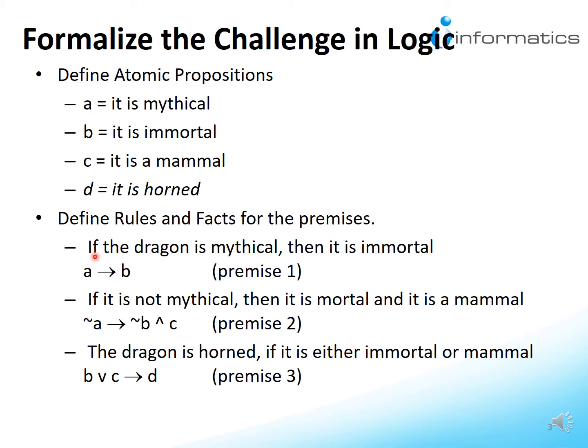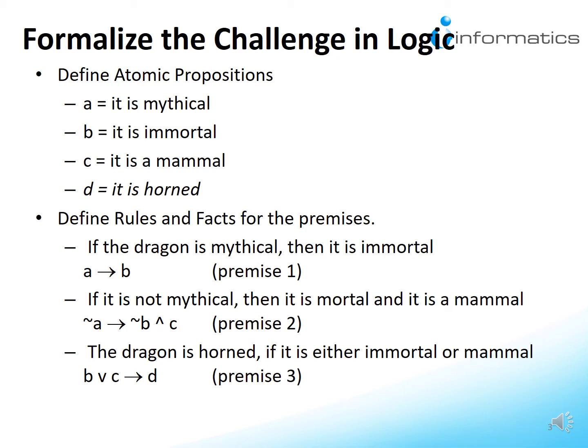The first statement, if the dragon is mythical, then it is immortal, can be written as A implies B, where A represents the dragon is mythical, and B represents the dragon is immortal.